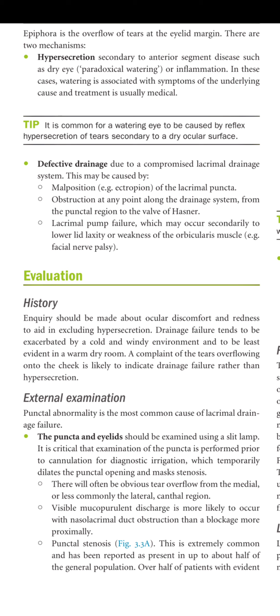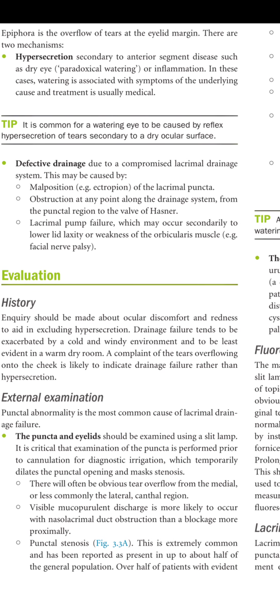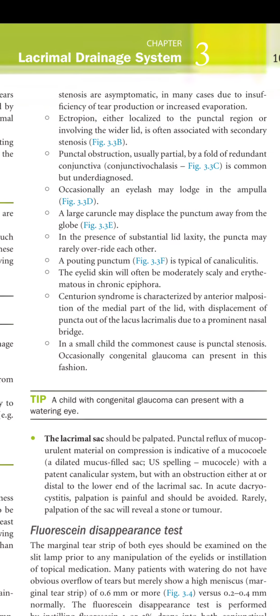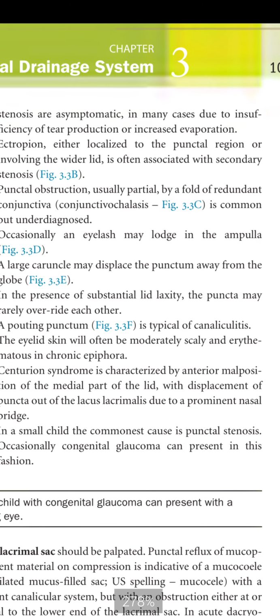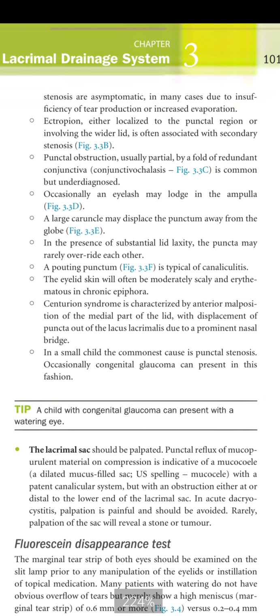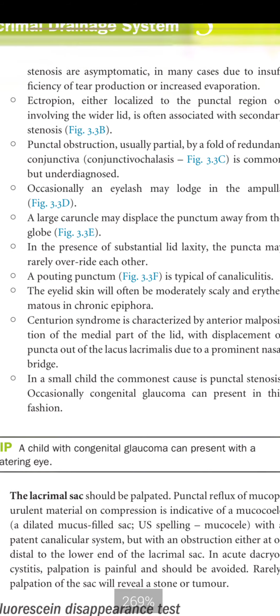Punctal stenosis is extremely common, and it has been reported as present in up to half of the general population. Over half the patients with evident stenosis are asymptomatic, in many cases due to insufficient tear production or increased evaporation. So sometimes the punctal stenosis is not very evident. Why? Because the patient is either suffering from dry eye or has increased evaporation due to blepharitis or any other condition.